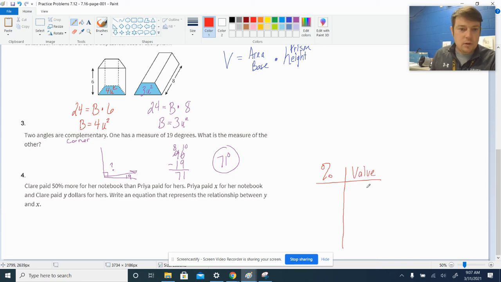Now, if we're talking about Priya paid X for her notebook and Claire paid Y for hers. Claire paid 50% more. So Claire would be 150% because that's 50% more than the other. 100% would be Priya. So Priya is the full price. Claire is 50% more. But we're going to call Priya X and we're going to call Claire Y.